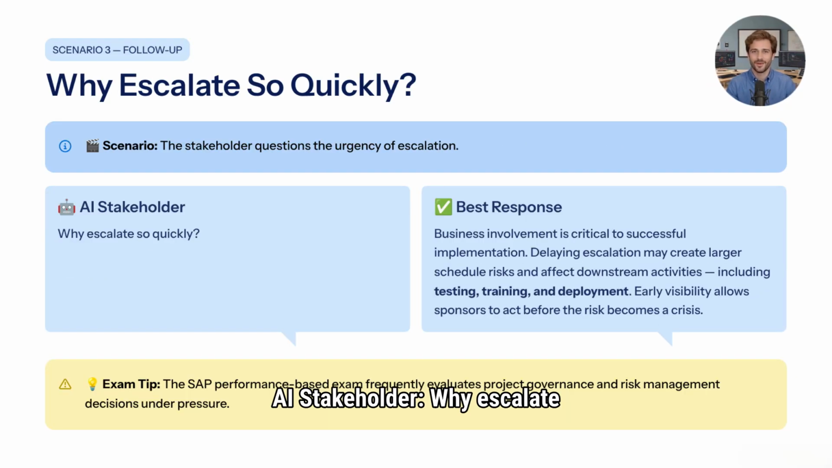AI stakeholder: Why escalate so quickly? Candidate response: Business involvement is critical to successful implementation. Delaying escalation may create larger schedule risks and affect downstream activities such as testing, training, and deployment. Exam tip: The SAP performance-based exam frequently evaluates project governance and risk management decisions.